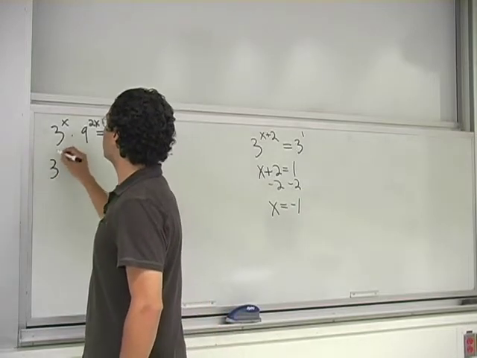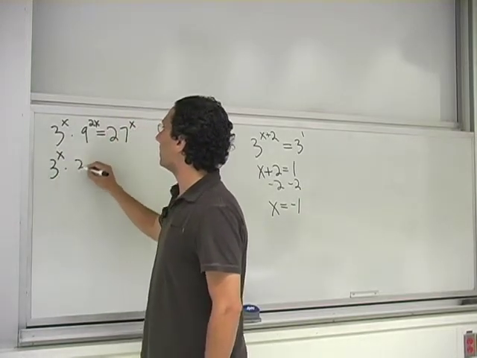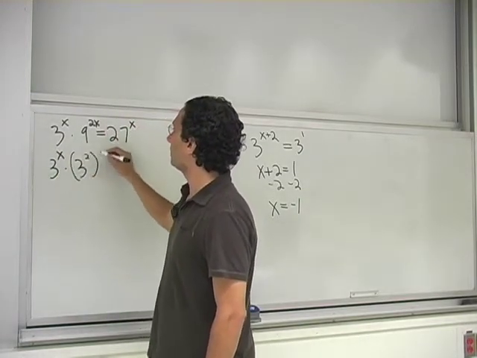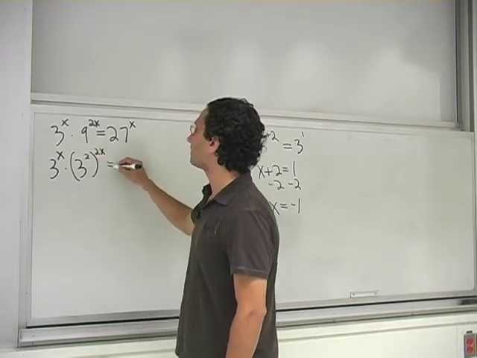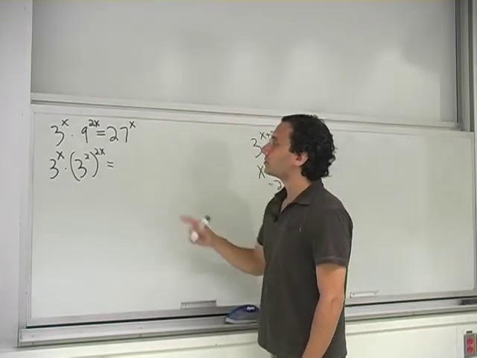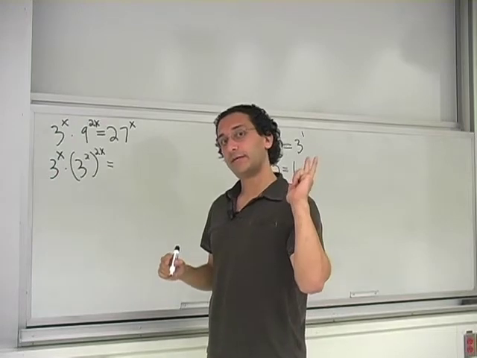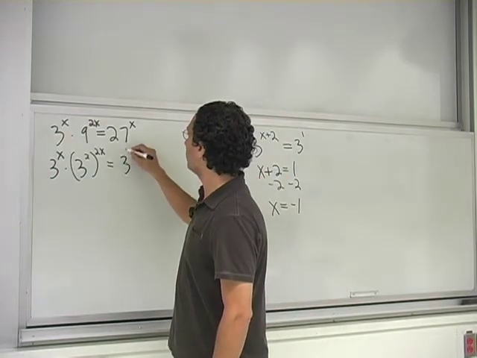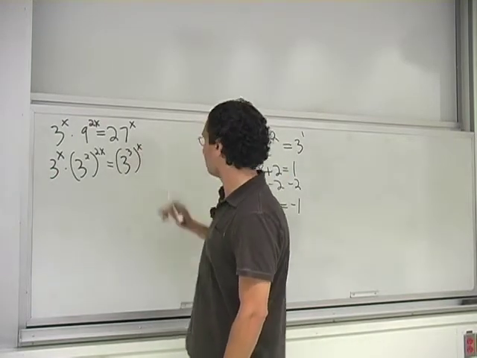So in other words, this is the same thing as 3 to the x times 3 squared to the 2x. 27 is 3 times 3 times 3. So 3 cubed to the x.